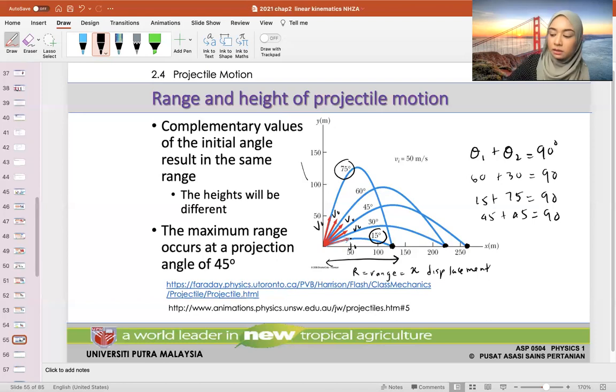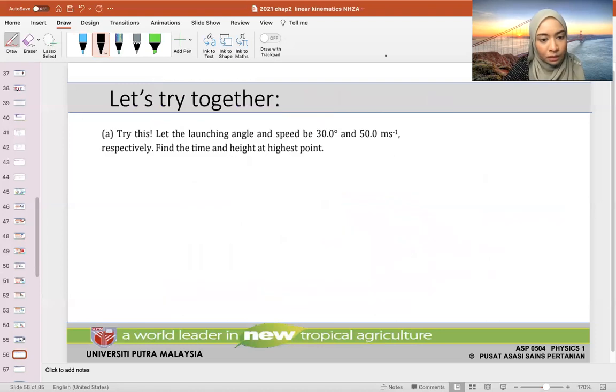So to get the maximum, your angle should be 45 to get the furthest x, to get the furthest displacement in the x direction. Okay, so let's try this together. Thank God there's some example.